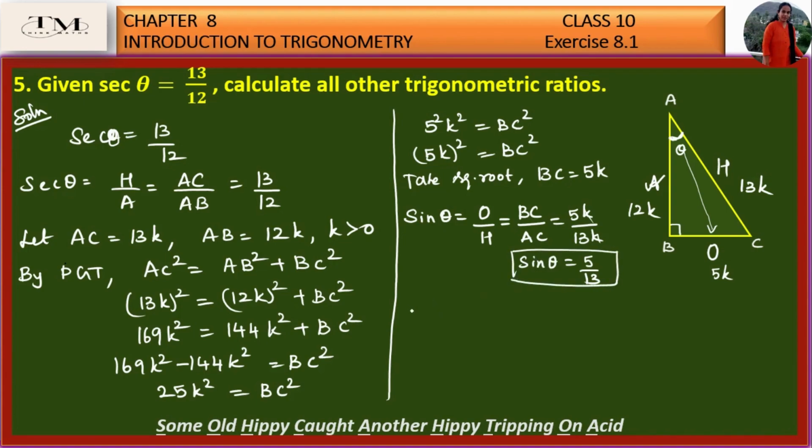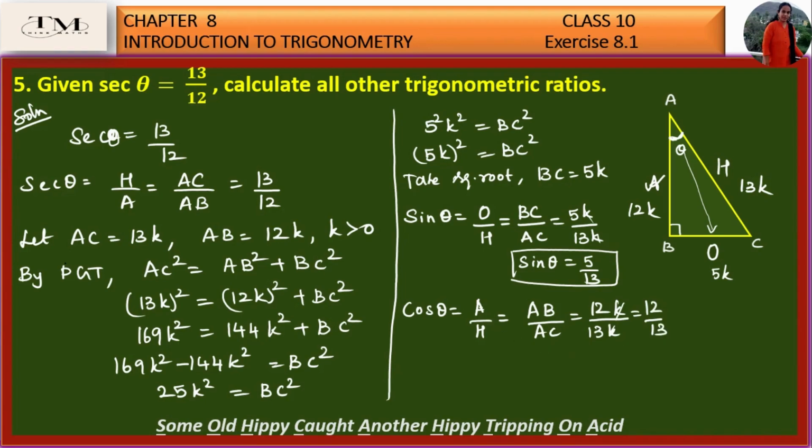Next we have to find out cos theta. What is cos theta? C is A by H, adjacent by hypotenuse. So who is the adjacent side? AB. Hypotenuse side is AC. AB value is 12K. AC value is 13K. So K gets cancelled. So it is 12 by 13.